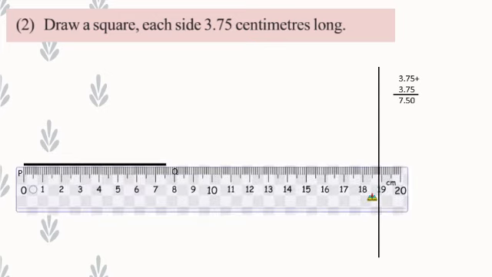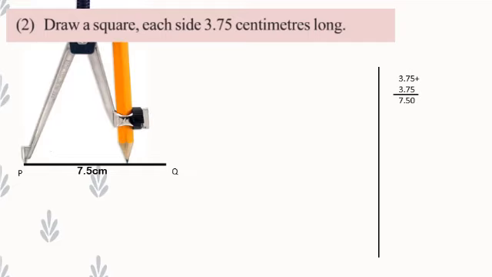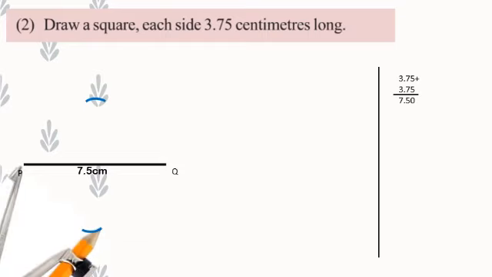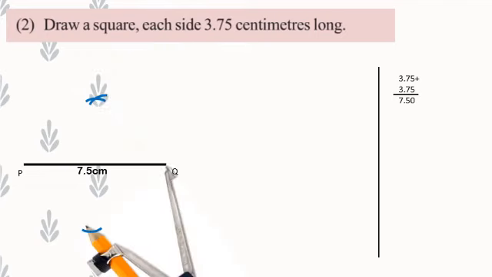Then let us draw the perpendicular bisector for getting the midpoint of 7.5 centimeters. For that, set the compass width approximately 2/3 of the line, and without changing the compass width, draw an arc above the line and below the line segment. Again, without changing the compass width, place the compass on the other end and draw an arc above the line as well as below the line.